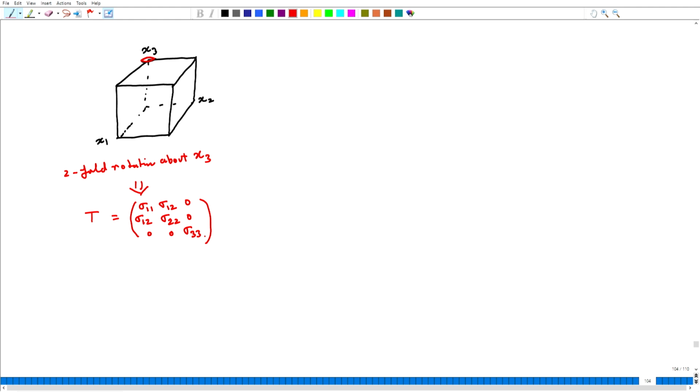What happens if I also now put a three-fold rotation about the body diagonal? So, I put the three-fold rotation about the body diagonal. So, basically I am putting three-fold along the direction 1 1 1.